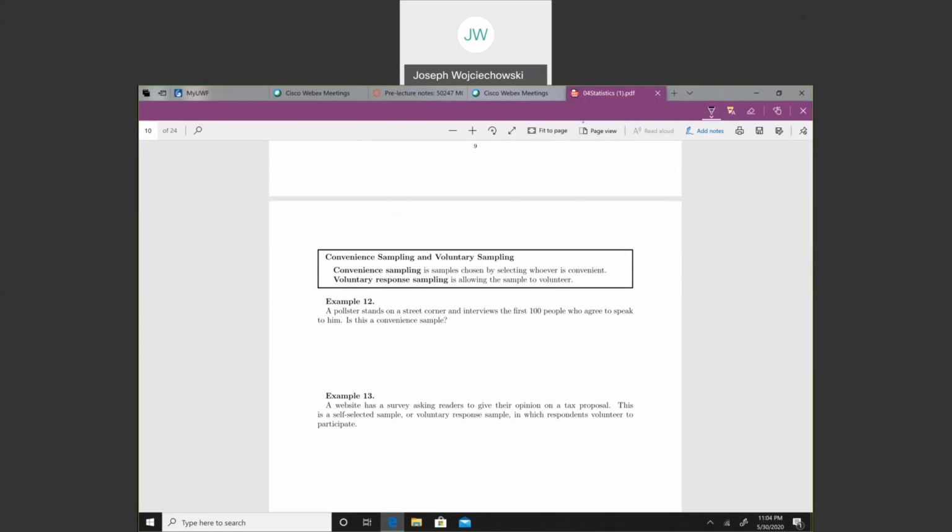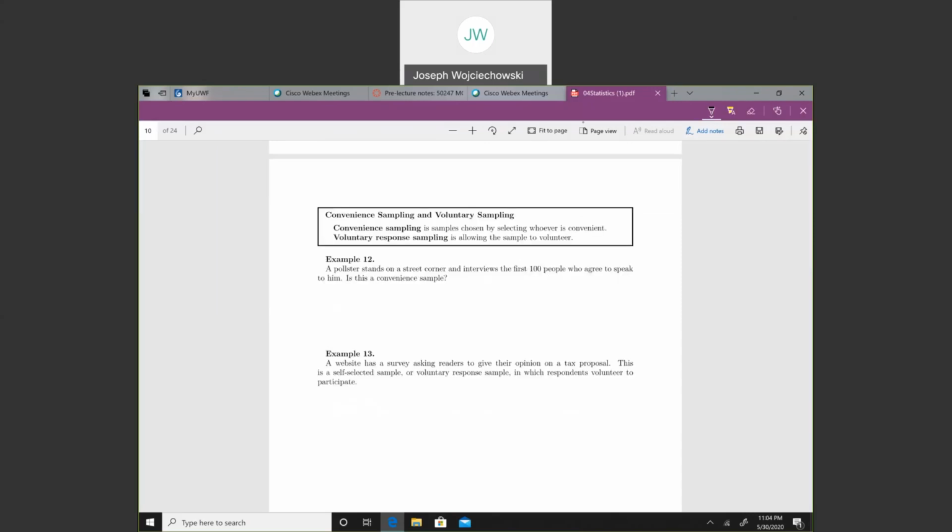Convenient sampling and voluntary sampling. Convenient sampling is samples chosen by selecting whoever is convenient. Voluntary response sampling is allowing the sample to be volunteer. A pollster stands on a street corner and interviews the first 100 people who agree to speak to him. Is this a convenient sample? Yes, it would be convenient to just ask people that walk by.